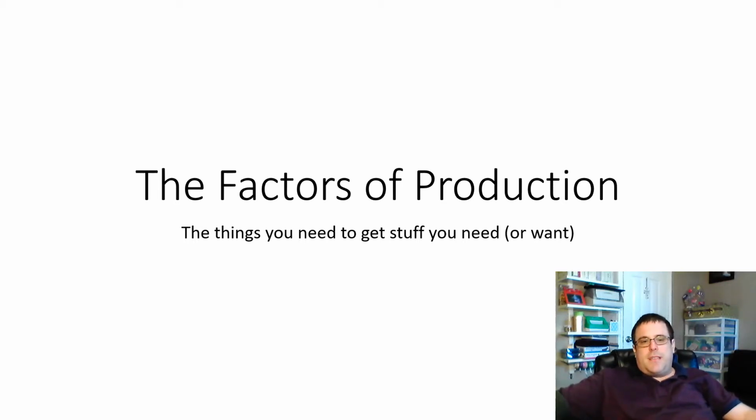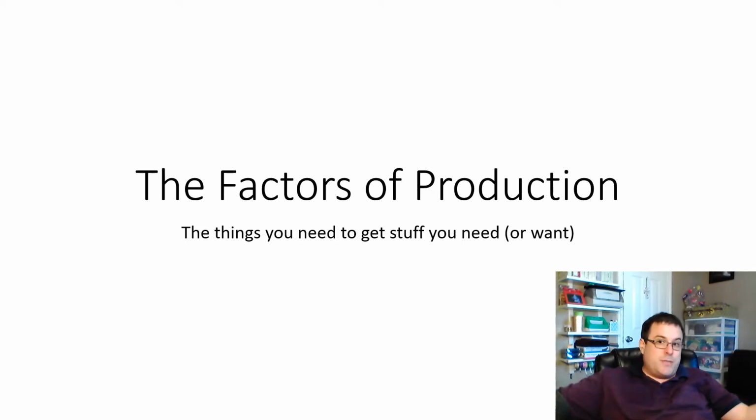All right, everybody. Today, looking at the factors of production. Now, before this, we talked about scarcity. Because you have scarcity, you have to make decisions. Those decisions will kind of manifest themselves in the three economic questions.